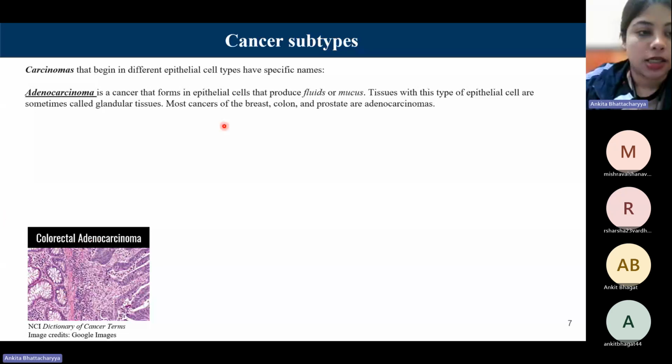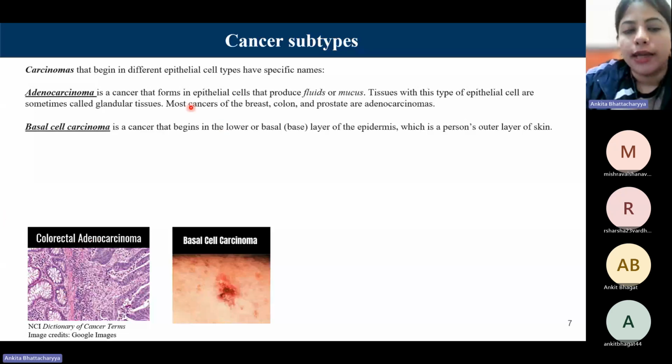Apart from this, the next one, less common in our cohort in the Indian population but very common overall across the world, is basal cell carcinoma. As the name suggests, basal basically means the lowermost layer of the epidermis, which is the person's outer layer of the skin. So if this is confusing, just basically think of yourself as a cylinder. So the basal layer of the epidermis is the outermost layer. So it is most commonly visible, externally visible.